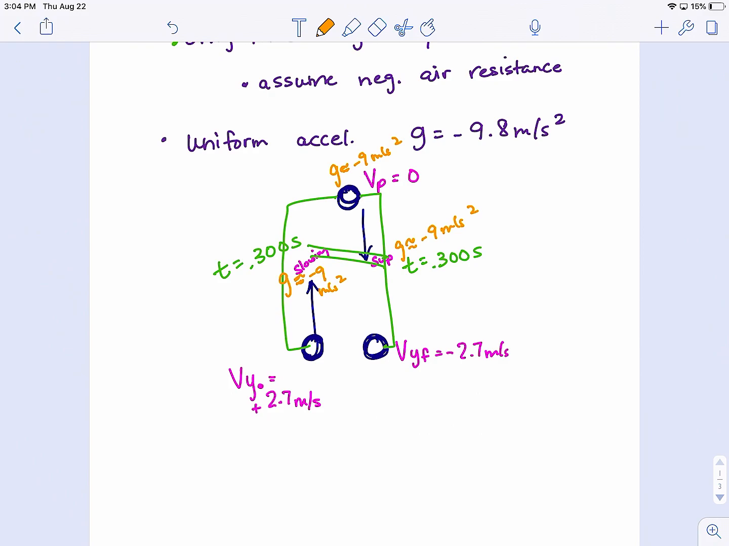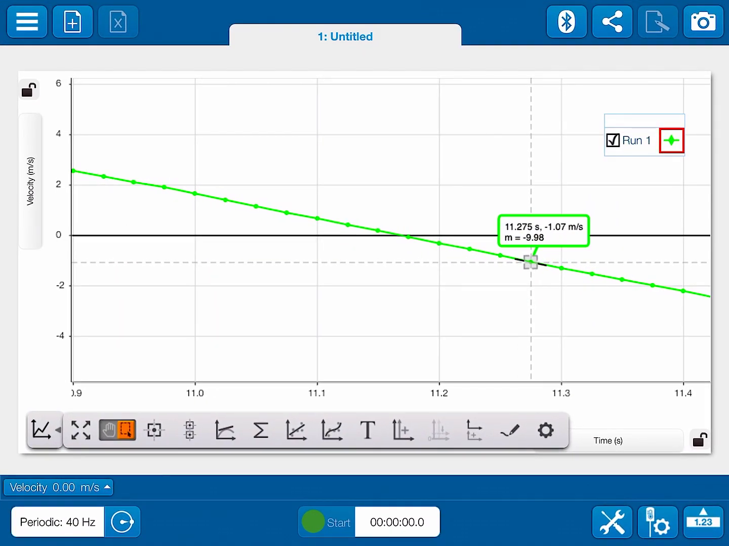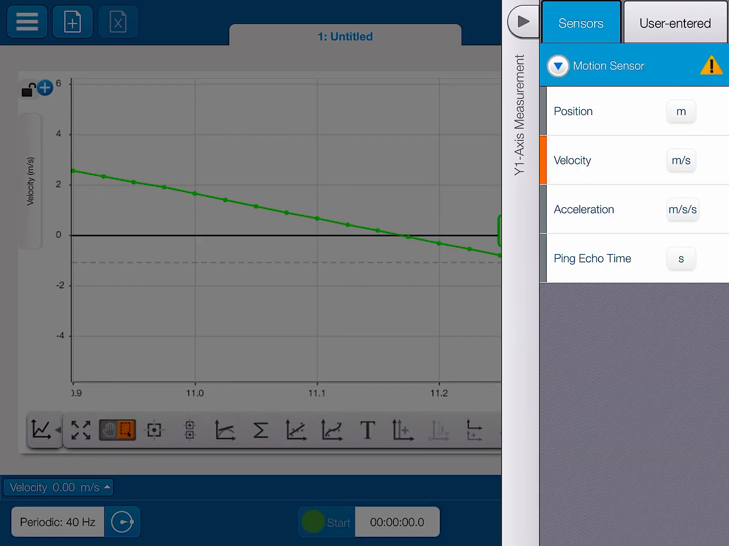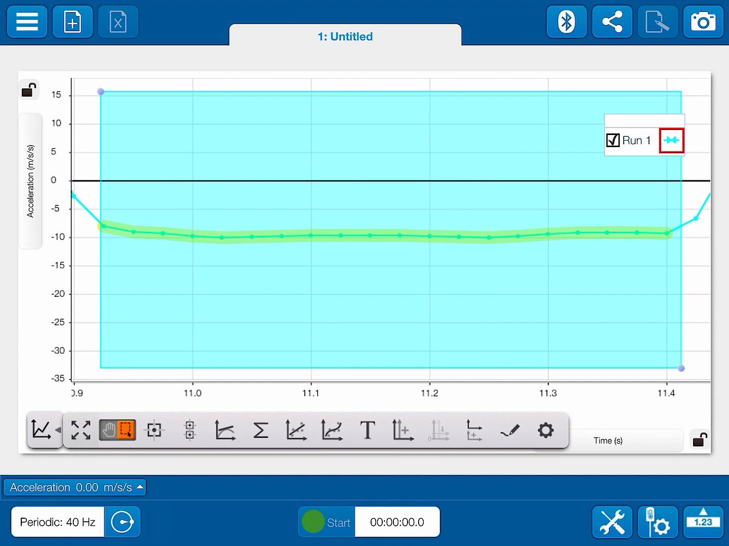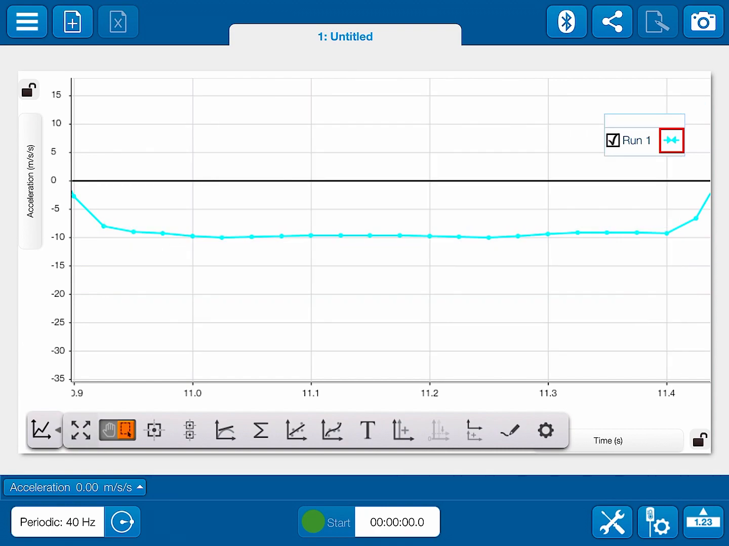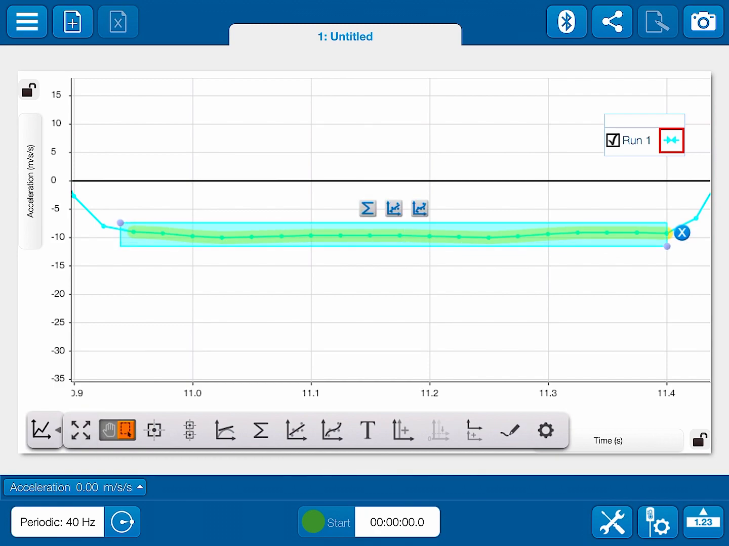Okay. The last thing I want to look at is the acceleration versus time graph. We're going to zoom in. And you can see here, we're looking at this portion right here, that highlighted portion. You can see that the acceleration is around negative 9 meters per second squared, and it is constant and uniform. Okay.